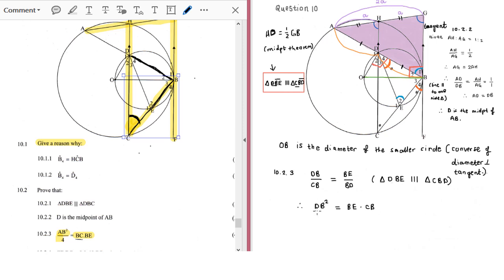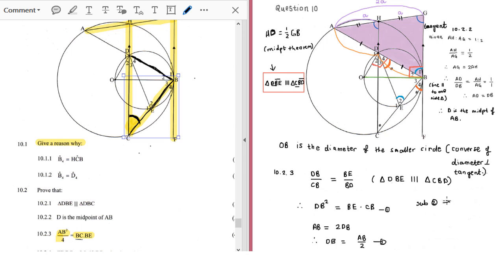Now we have to eventually get to AB. And we know that AB is connected with DB. Basically, we can write that AB is twice DB. Remember that we proved that D is the midpoint of the line segment AB. So if we want to make a substitution for DB, we divide both sides by 2, which gives us AB over 2. So this is sort of like equation 1, equation 2. We're now going to sub equation 2 into equation 1.